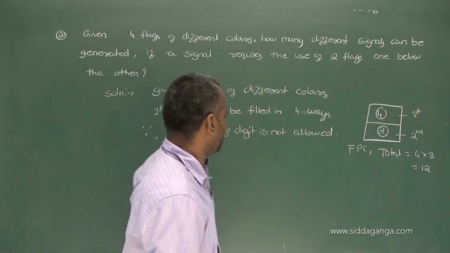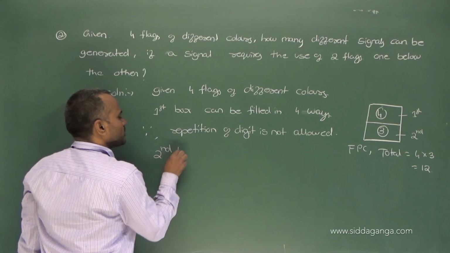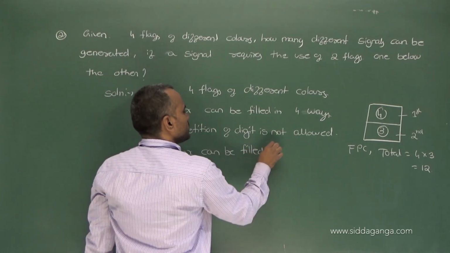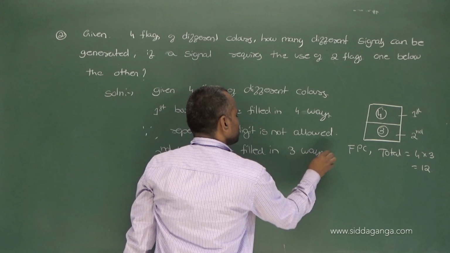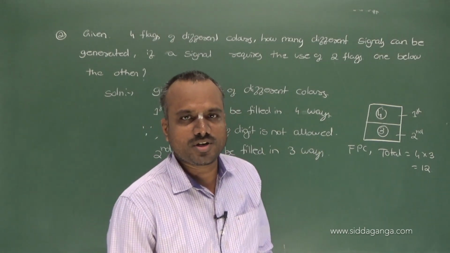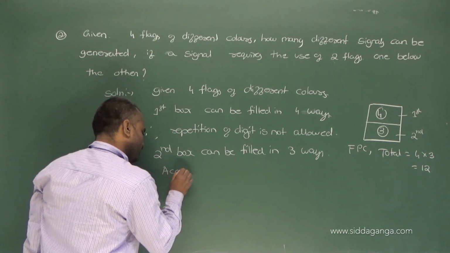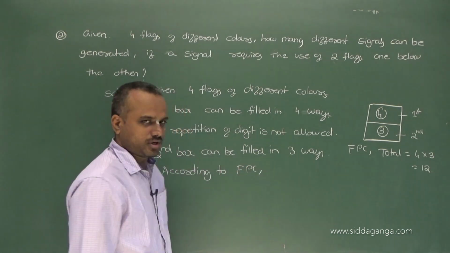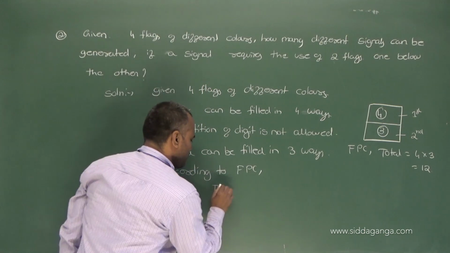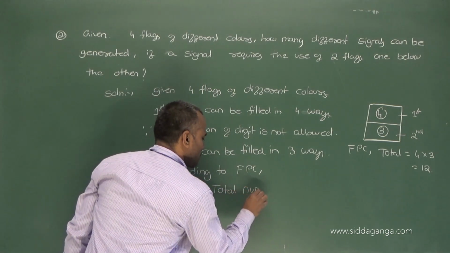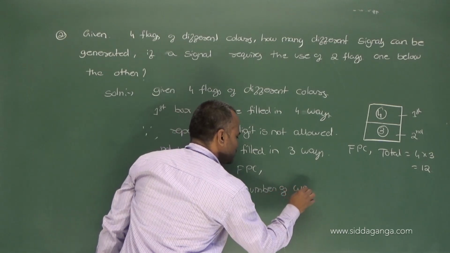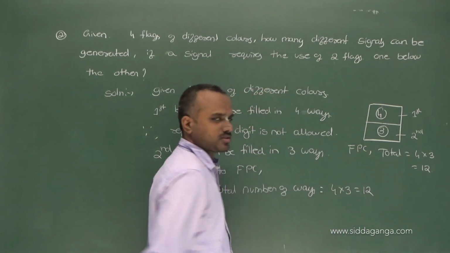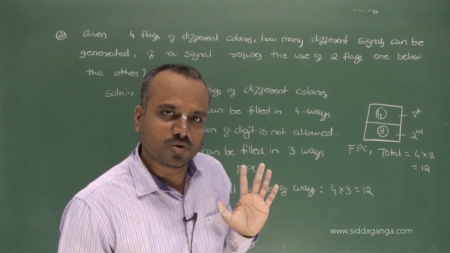Correct? Different signals. Second box can be filled in how many ways? 3 ways. According to the fundamental principle of counting or multiplication rule, total number of ways is nothing but 4 into 3. How many ways? 12 ways. Okay, same problem.